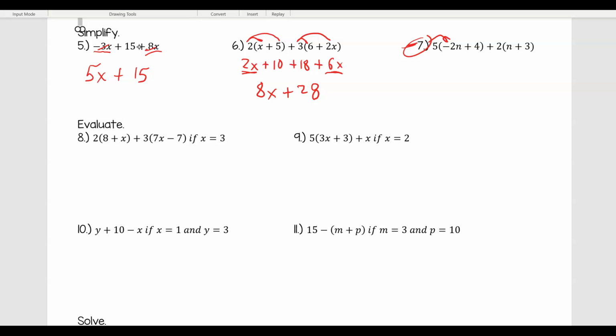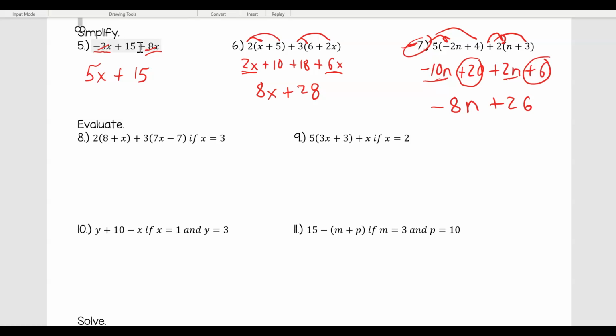Okay, so again, hopefully we started with the distributive property, and watch the minus sign there. That should be negative 10n. And then times 4 would be plus 20. And now 2 times n is plus 2n. And also 2 times 3 would be plus 6. So now we're ready to combine like terms. I have negative 10n plus 2n. Adding those integers, I would have negative 8n. And now I have plus 20 plus 6. That's plus 26. So hopefully for this one you came up with negative 8n plus 26.